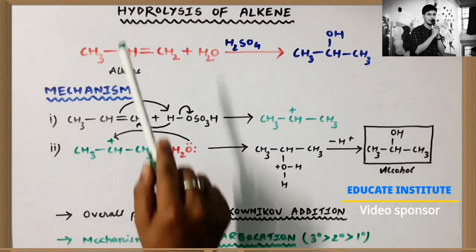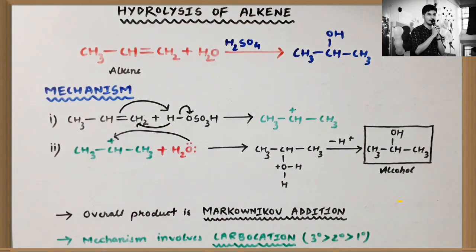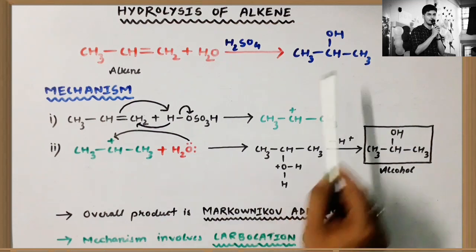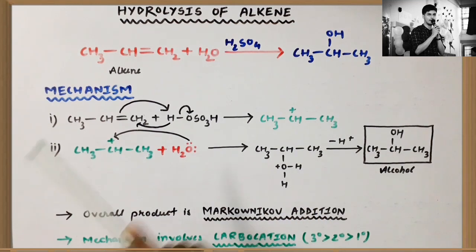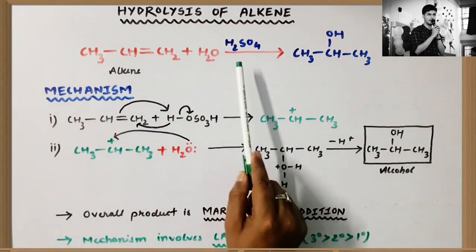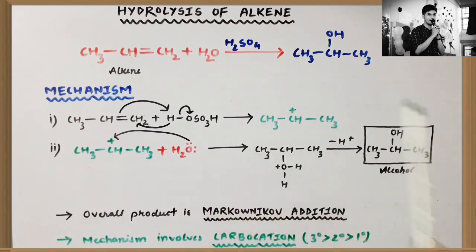So today we're going to start with hydrolysis of alkene. This is a very important reaction and it is also a preparation method for producing alcohol. So what happens when alkene is treated with water in presence of an acid? Here I am taking H2SO4, then we get an alcohol.